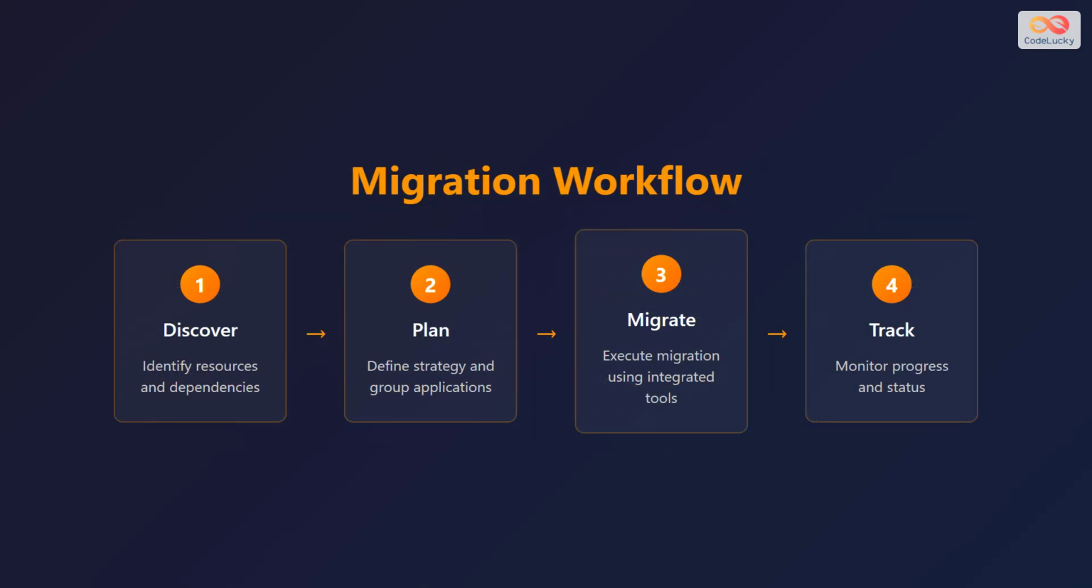A typical migration using Migration Hub follows 4 key phases. First, the discover phase, where you identify resources and dependencies in your on-premises environment. Second, the plan phase, where you define your migration strategy and group applications logically. Third, the migrate phase, where you execute the migration using integrated tools and orchestrated workflows. Finally, the track phase, where you monitor progress and status continuously until migration is complete. This structured approach ensures nothing is overlooked during the migration process.